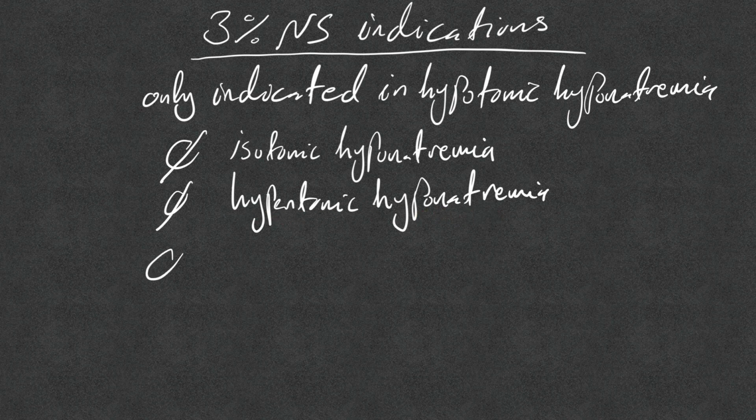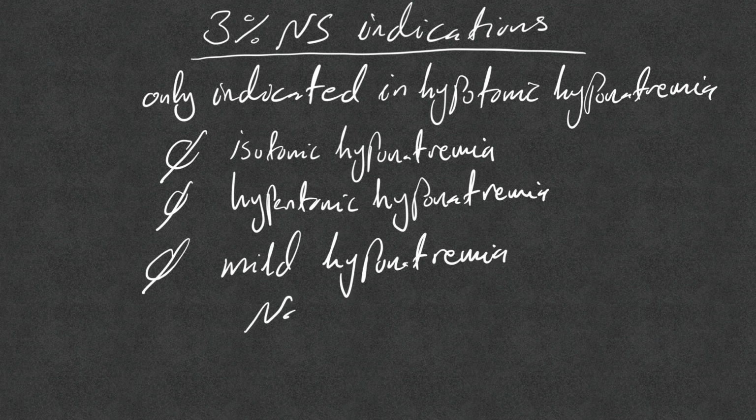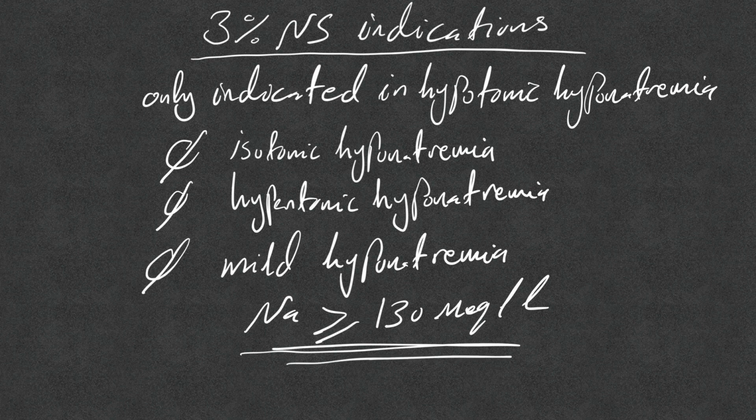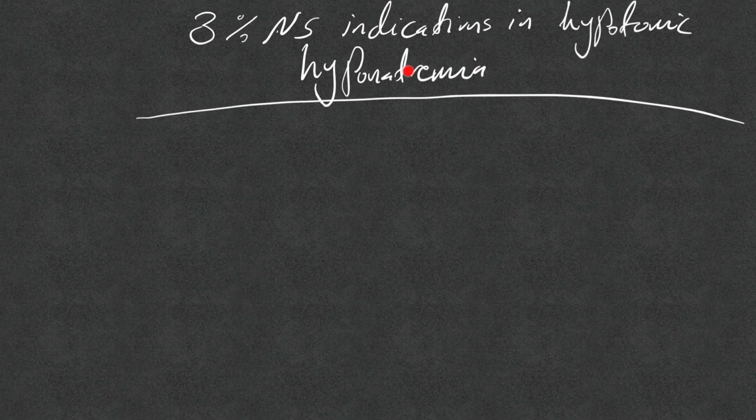Also, it's not indicated in mild hyponatremia, which means if the sodium level is equal to or more than 130 milliequivalents per liter. Rarely, if any, will hyponatremia cause any complication or symptoms if it is mild, if the sodium concentration is 130 or above. So if you see the sodium level is 130 or above, do not think of using 3% normal saline. So in what cases of hypotonic hyponatremia is 3% normal saline indicated? Because not all hypotonic hyponatremia needs 3% normal saline.